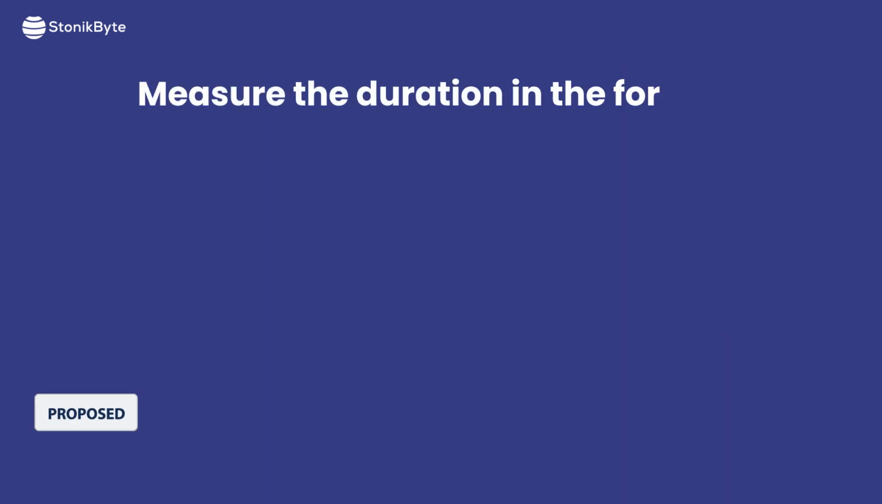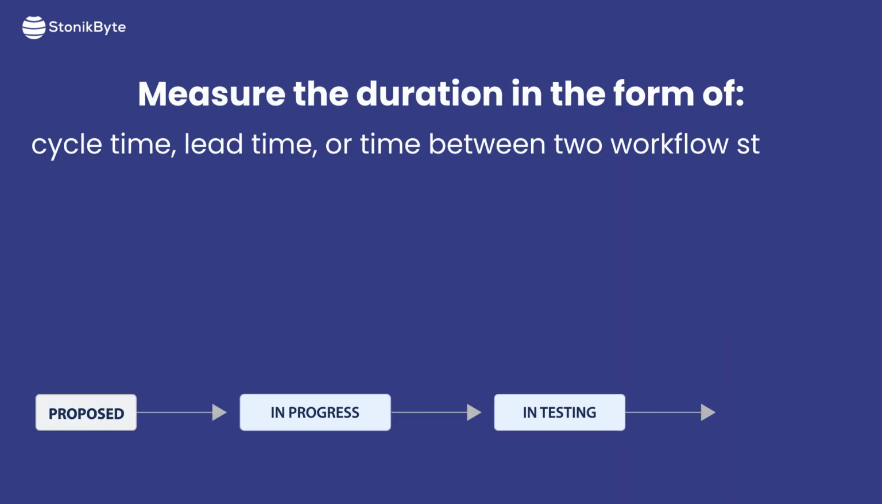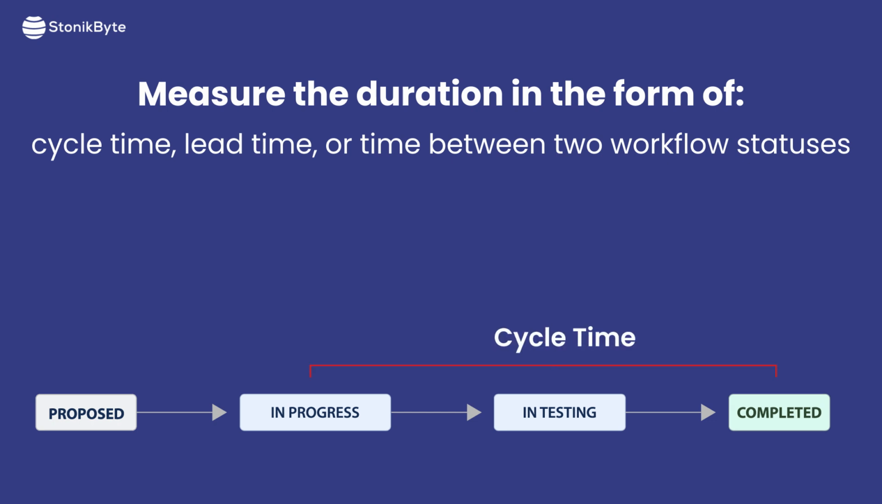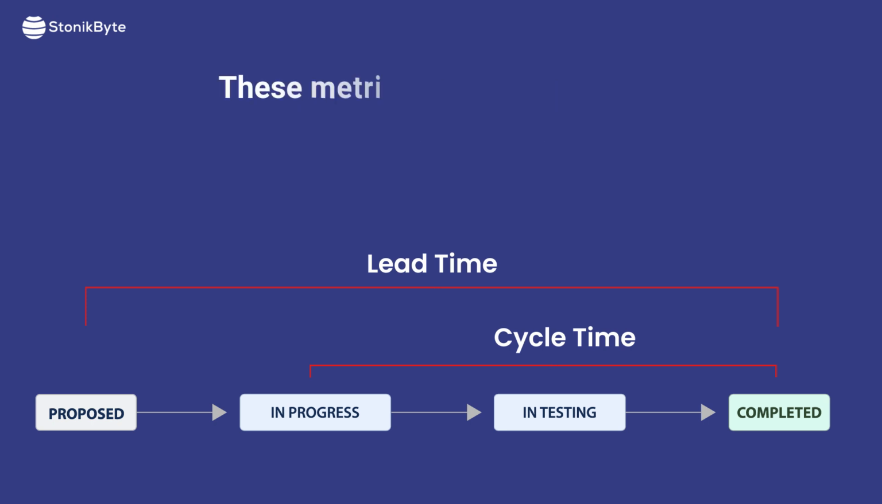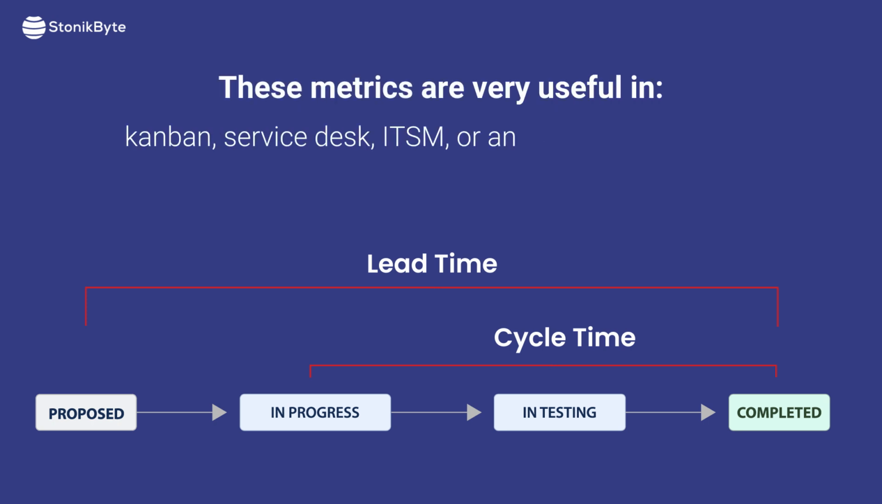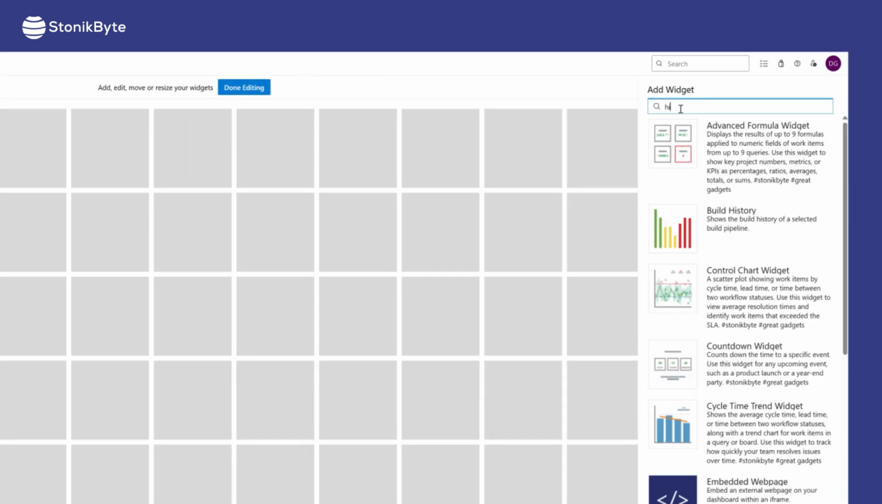You can configure it to measure the duration in the form of cycle time, lead time, or time between two workflow statuses. Cycle time is the processing time between the moment your team started working on the item and when they marked it as completed. Lead time is the time from when the item was reported to when it was delivered to the customer, so the total time from the customer's perspective. While these metrics are critical in any Kanban project, they are extremely useful in service desk, ITSM, software development, or any operational project. Now, let's see how this widget can be configured.